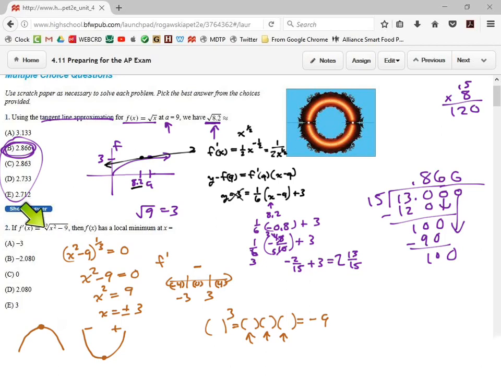So let's plug 4 in. So we have 4 squared, which would be 16. 16 minus 9 would be 7. The third root of a positive 7 would be a positive number. So it looks like we found our answer. Our answer is going to be, no, +3.